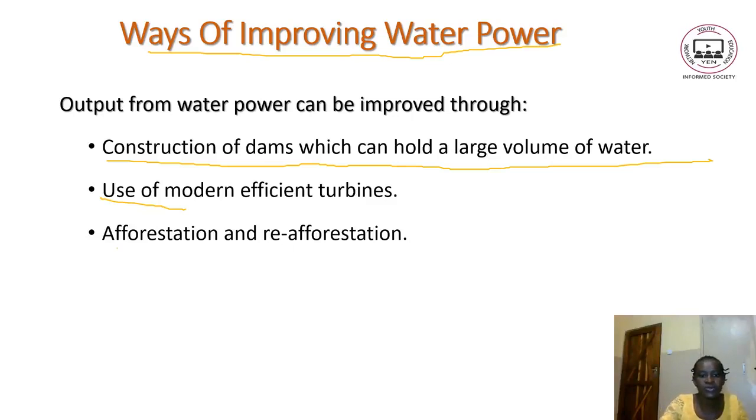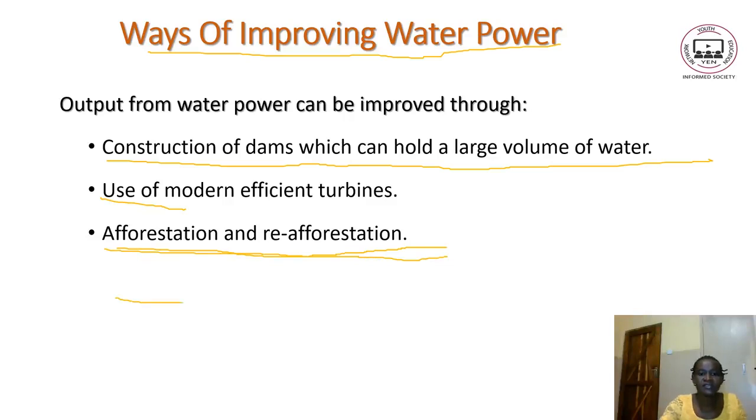And also use of modern efficient turbines. Sometimes, for example, here in Malawi, we are running out of electricity, the blackouts. This might be just because maybe we are not using modern efficient turbines in the waterfalls where we are generating electricity. So we can improve this water power just by using modern efficient turbines.